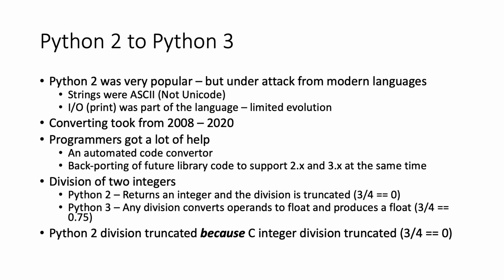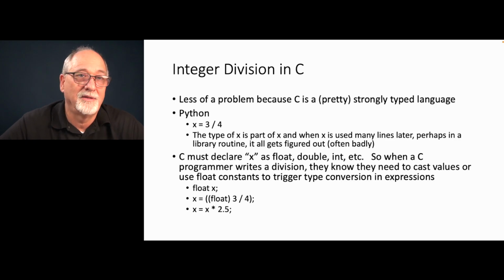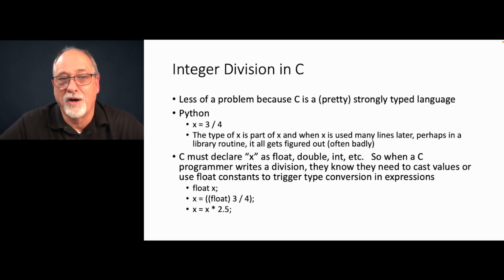It's less of a problem in C because C is actually a strongly typed language, which means if I wanted to say 3 over 4, I knew whether it was integers or floats, and I could force that.